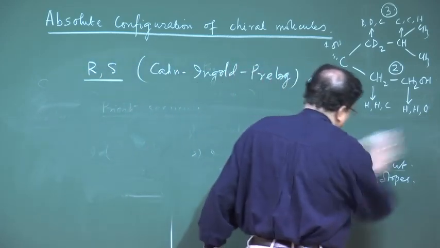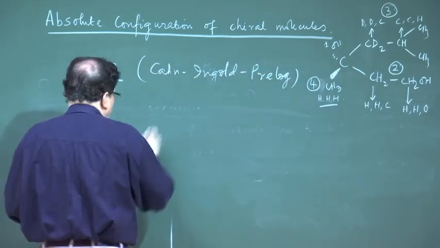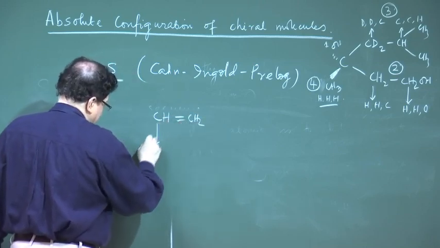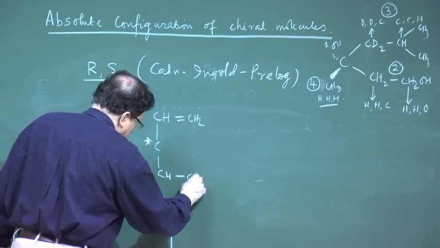The third rule, this is the second rule. The third rule says that in case of a double bond, suppose you have a double bond attached to a stereogenic center, okay, and you have an isopropyl group.